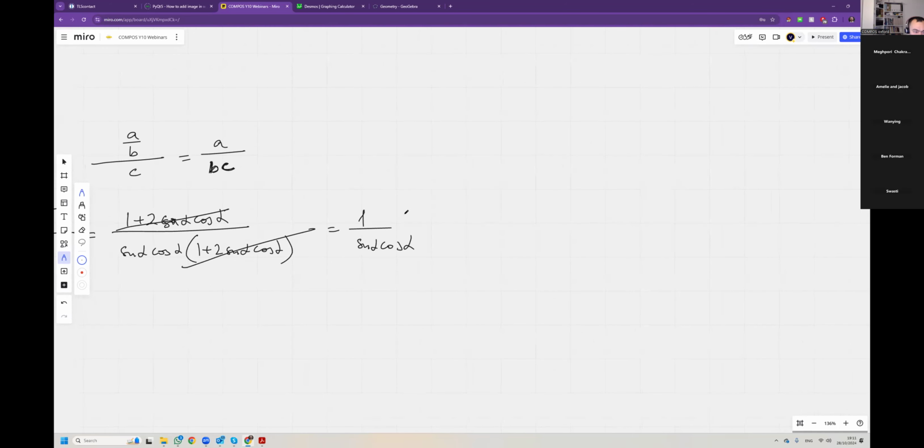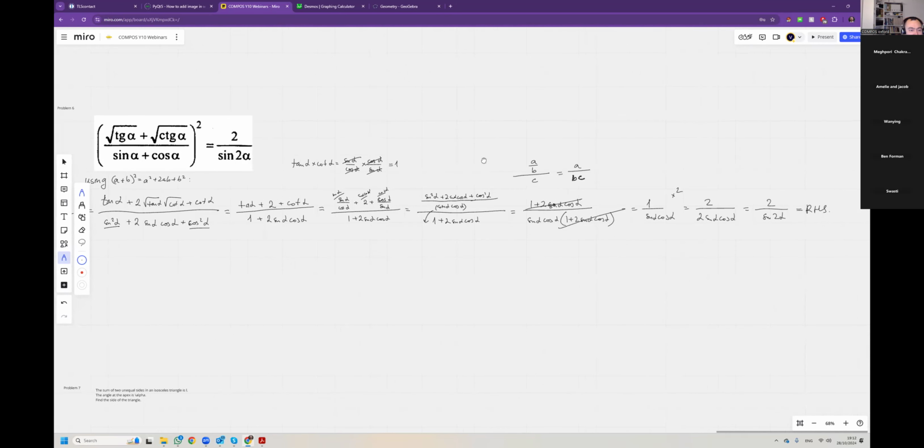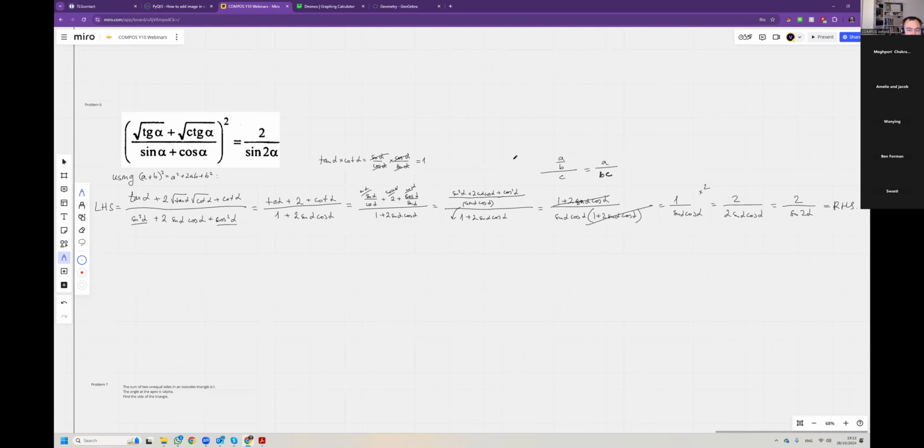Now multiply both sides by 2. So I get 2 over 2 sine alpha cos alpha, which is 2 divided by sine 2 alpha, which is equal to the right-hand side. That's exactly what we needed to prove.